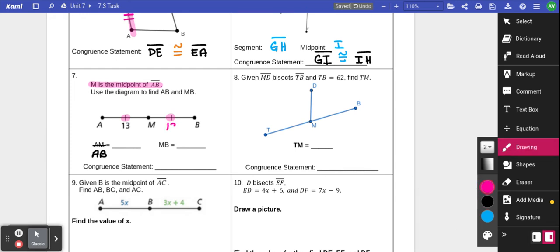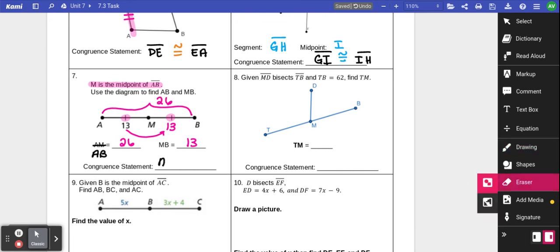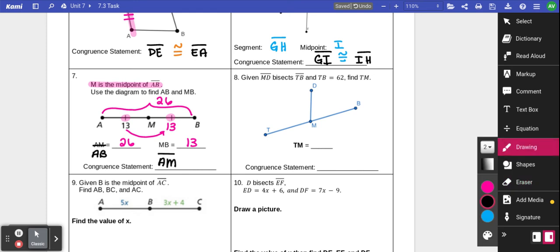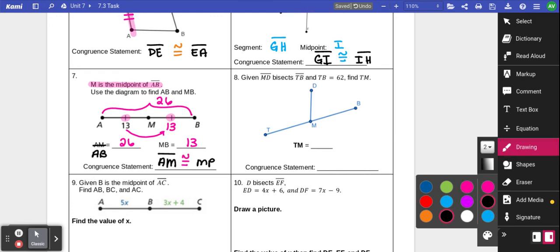Then MB must also be 13. They have to be the same because they're congruent. And that means that AB, this whole thing, would have to be 26. If you add those two up, you get 26. A congruence statement would be that segment AM is congruent to segment MB.